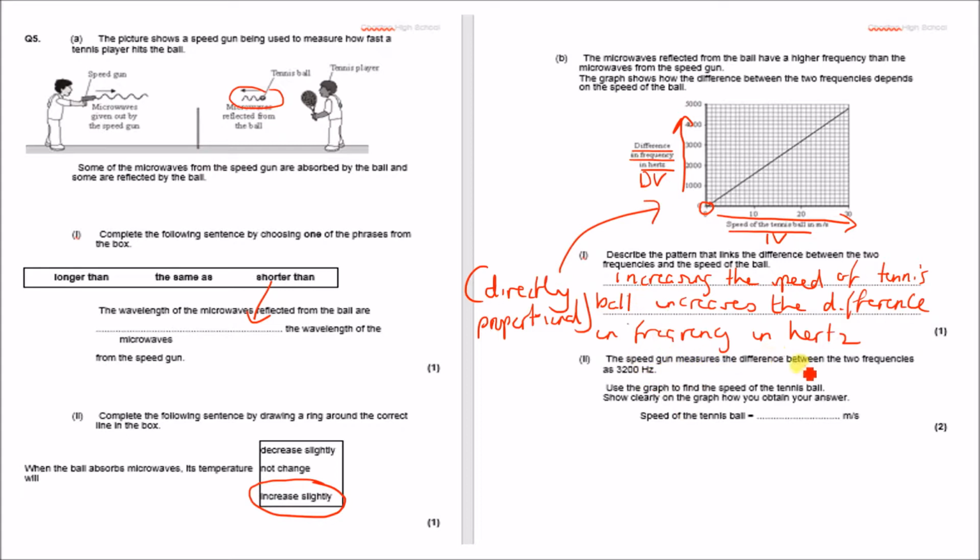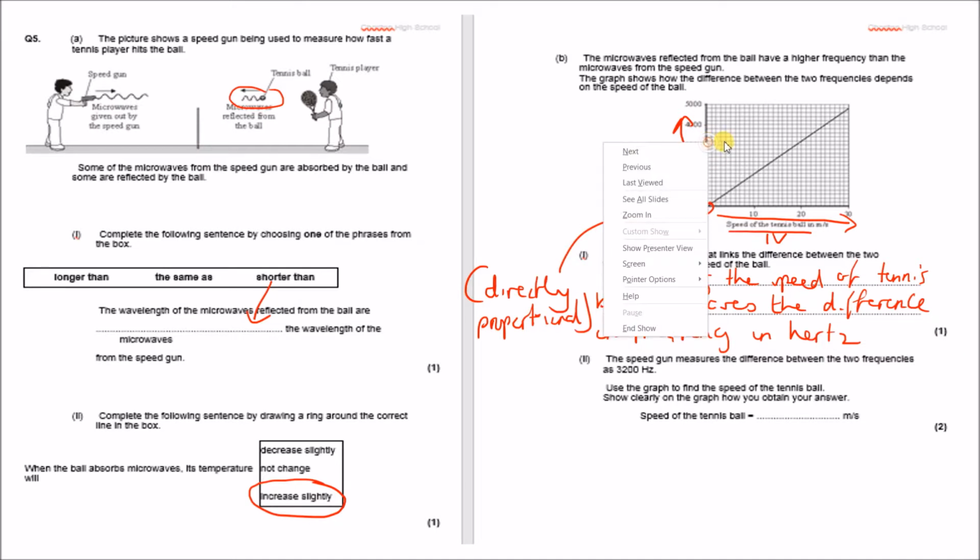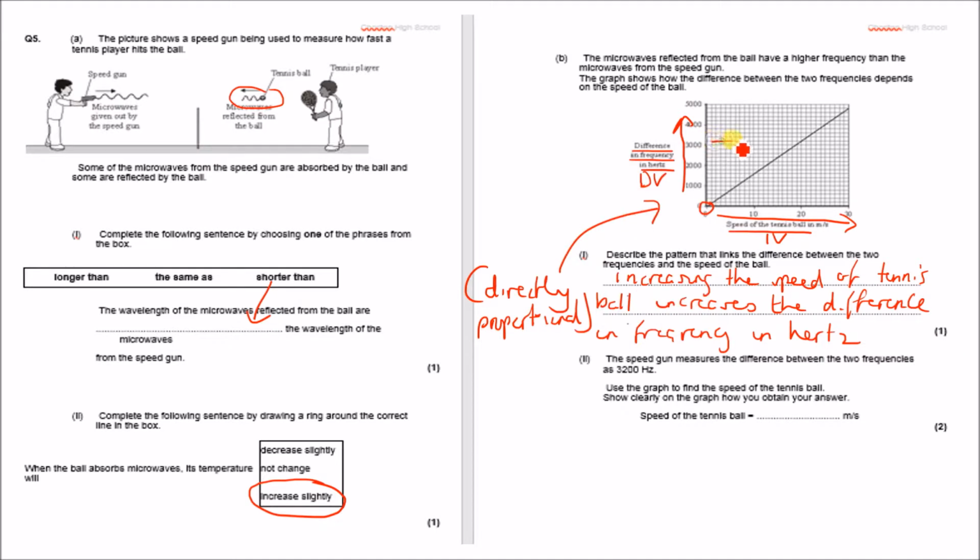The speed gun measures the difference between the two frequencies as 3,200 Hz. Use the graph to find the speed of the tennis ball and show clearly on the graph how you obtained your answer. Okay, so for this question, if we go across from 3,200, which is there, I'm going to draw a nice line across, and it's going to meet there. So I draw a line down, and that is at 20 meters per second.